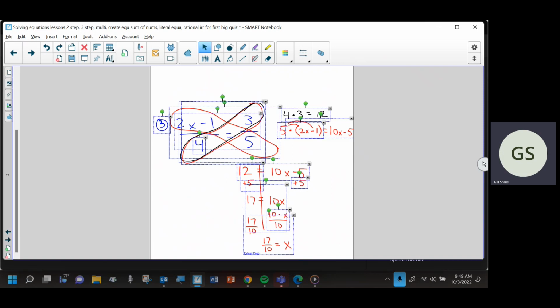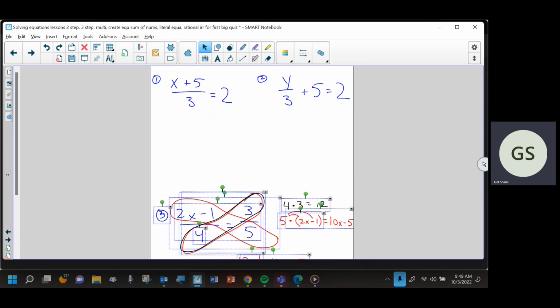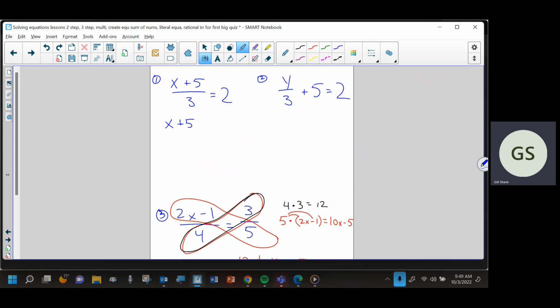All right, so now problem number 1 is not already set up to be a proportion, but I could make a very simple change and it would be set up to do a proportion. If I just took that problem and said, well, you know what, this is really the same thing as (x plus 5) over 3 equals 2, and we said we can change any integer into a fraction by putting it over 1.